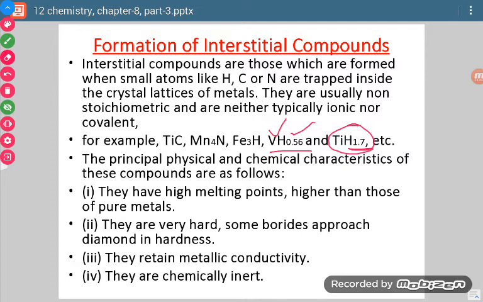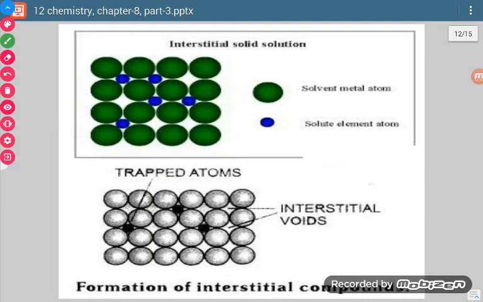Okay. Now when there is formation of an interstitial compound, what happens? These are the properties which are seen in interstitial compounds. They will have a higher melting point than the pure metal, they will be very hard, they will retain metallic conductivity, and they are chemically inert. Okay, so these are the properties which we can see in interstitial compounds.